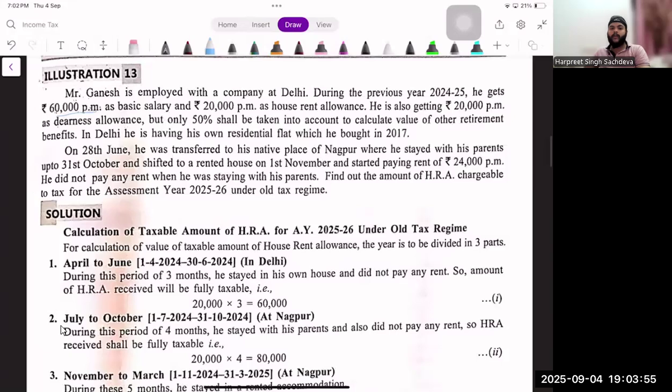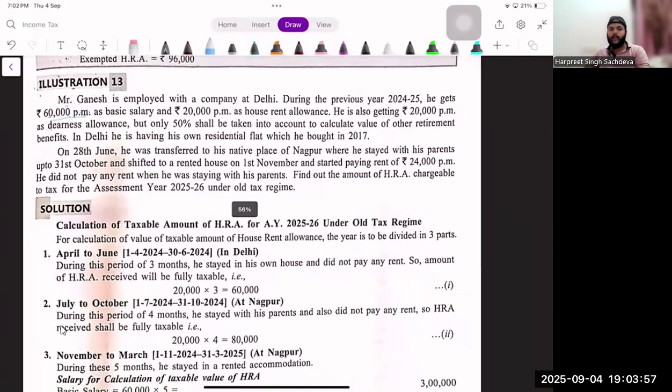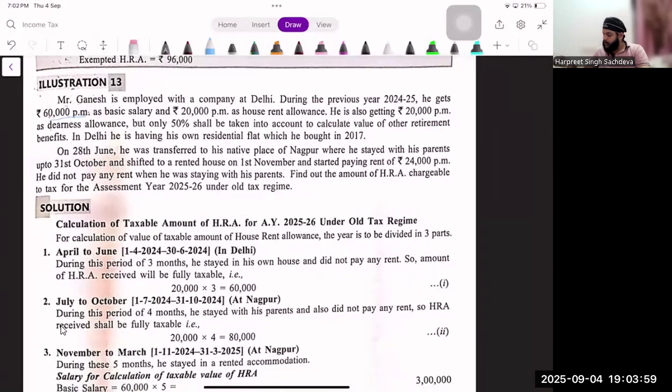Now, in how many portions do we have to split the calculation of HRA? First of all, if he's living in a rented house or a personal house, or if the rent changes, we have to split that. If salary changes, then also we have to split that. If the amount of HRA changes, then also we have to split that. Neither salary is changing nor HRA is changing.